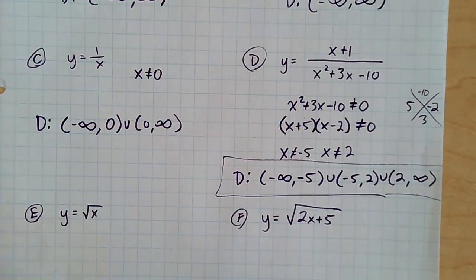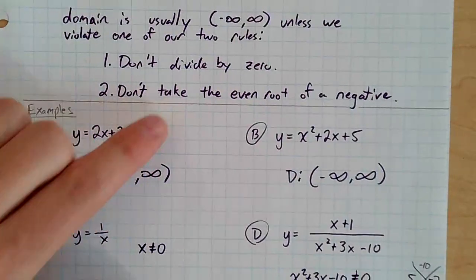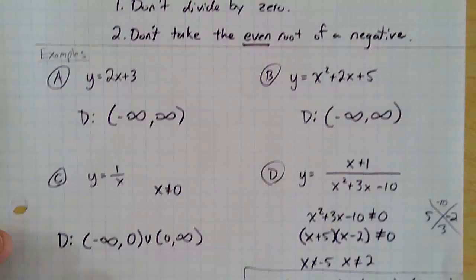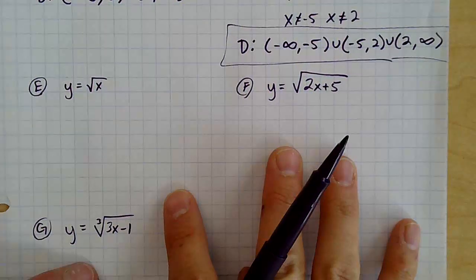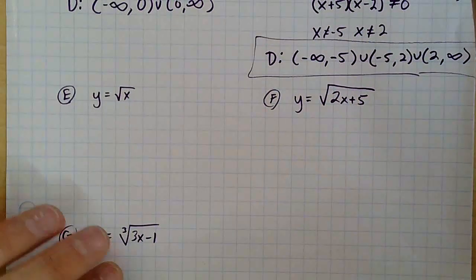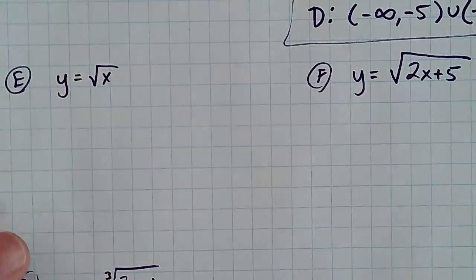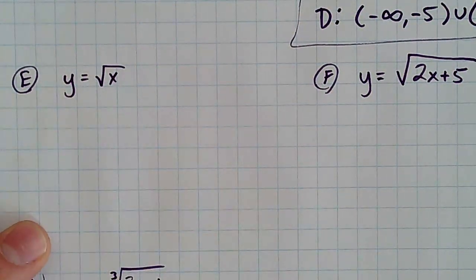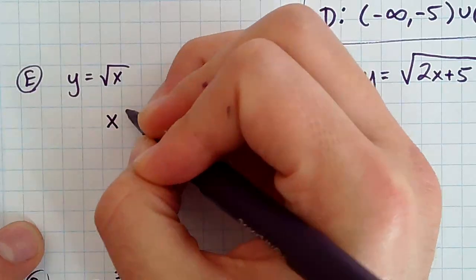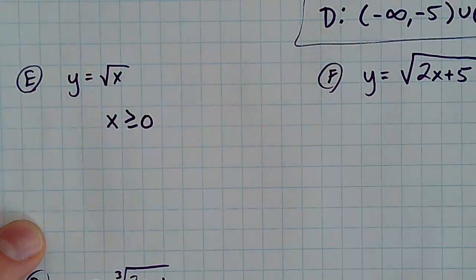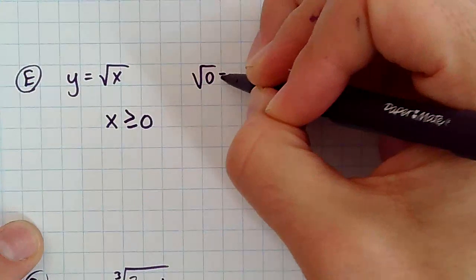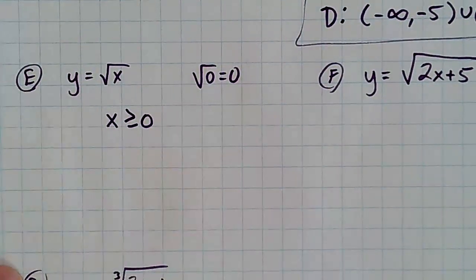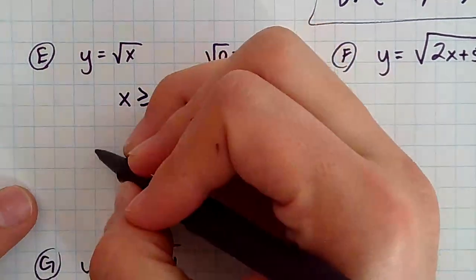There's a couple examples for that. Now let's take a look at that square root rule. Any even root, like a square root or a fourth root, we're not allowed to have negatives in there, or we end up with non-real numbers. Let's take a look at this first one. Y equals the square root of x. Again, we cannot take the square root of a negative, so x has to be 0 or higher. Note that we can take the square root of 0. That's 0, so that's okay. But anything negative is going to cause problems. So x has to be any number 0 or higher.